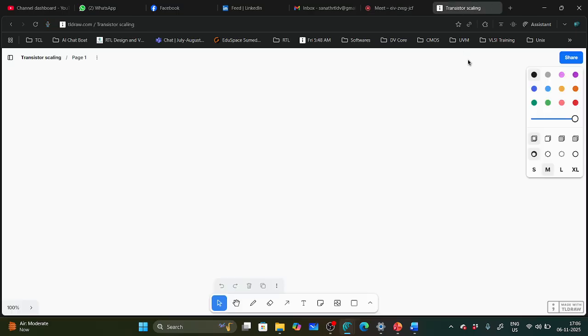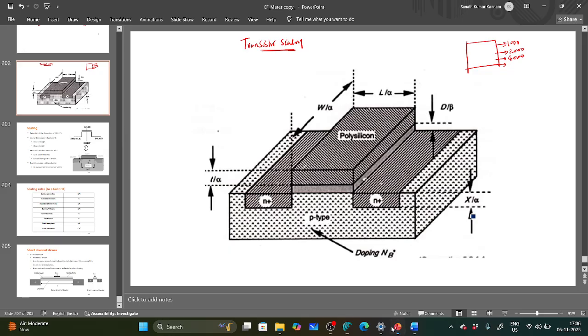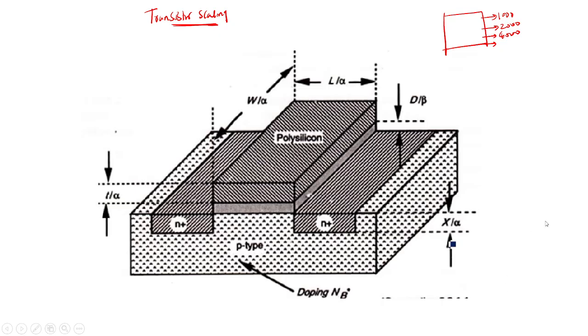Okay, sure. So here, consider the transistor count and the transistor dimensions. The number of transistors will be doubled every year. Every consecutive year, it becomes 1000, 2000, 4000 and 8000 like that. So based on my requirement, you need to scale down this, we already saw the MOSFET, no?